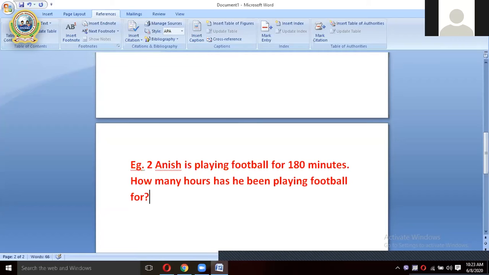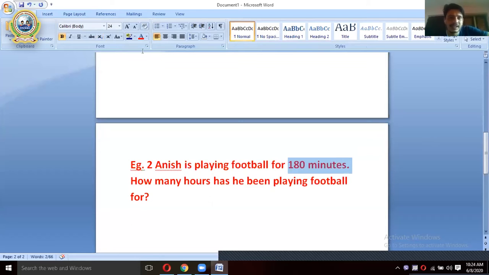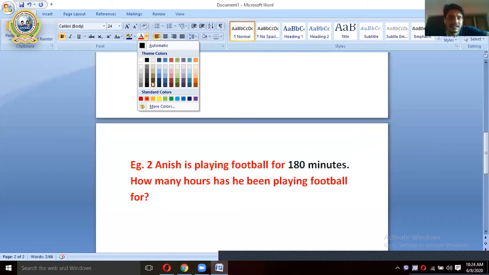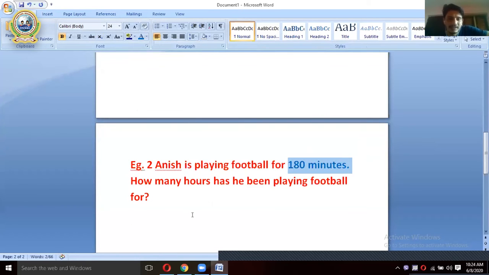So it is the question. The question says, Anis is playing football for 180 minutes. Anis is a boy who loves to play football and he's playing football for 180 minutes. And the question says, how many hours has he been playing football? So that means you'll have to convert this 180 minutes into hours.